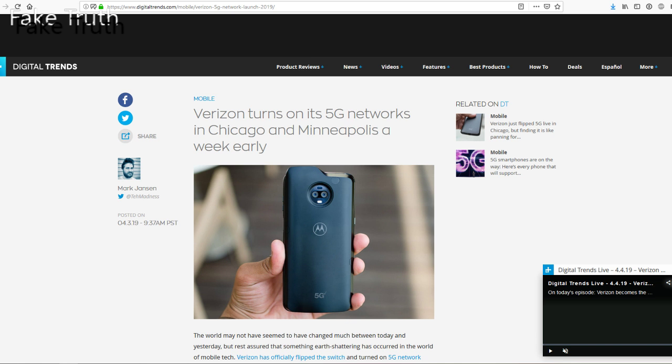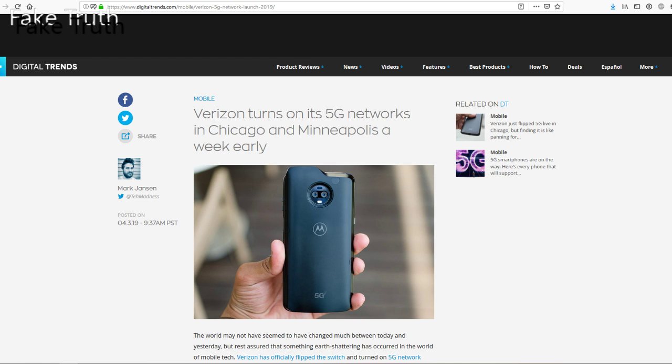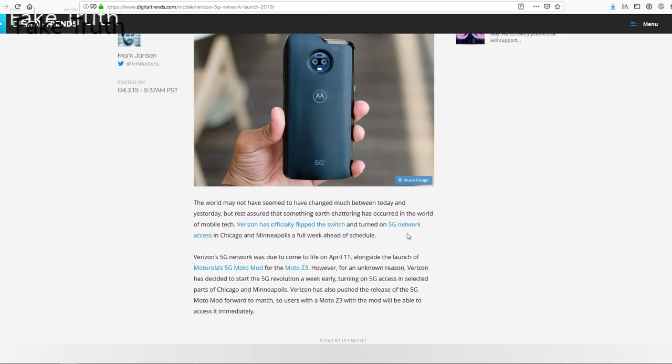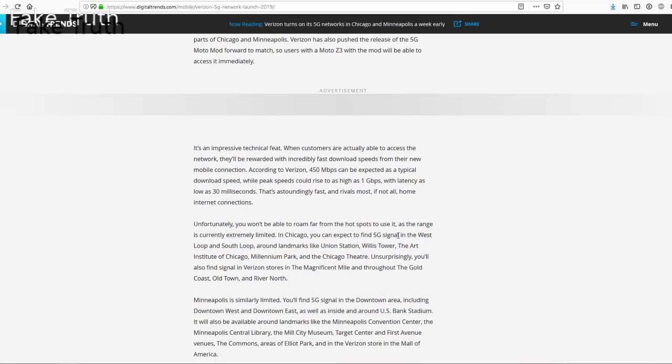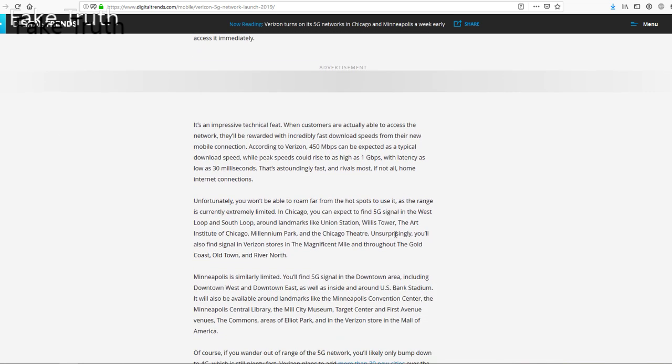Verizon turns on its 5G networks in Chicago, Minneapolis a week early. So again, with all this date stuff, dates matter. Dates are important, and dates are sort of planned out long in advance. And here's yet another story. There's been a lot of discussion back and forth. Can we get this 5G going? Can we get it out in time? Are we going to beat China? Are we going to get Huawei involved?